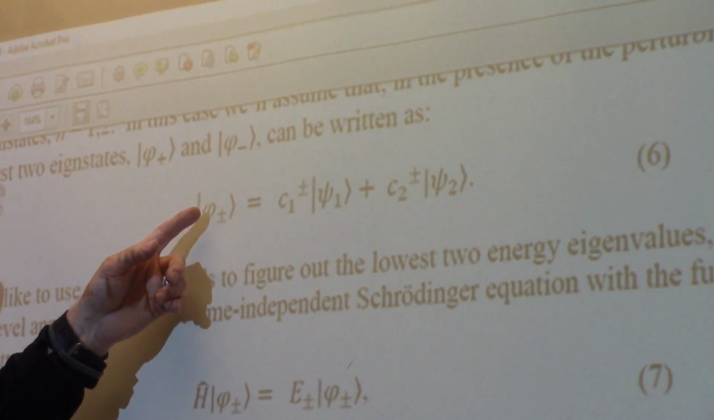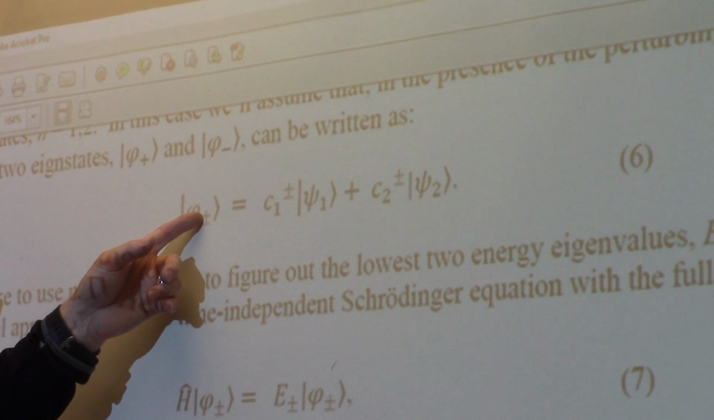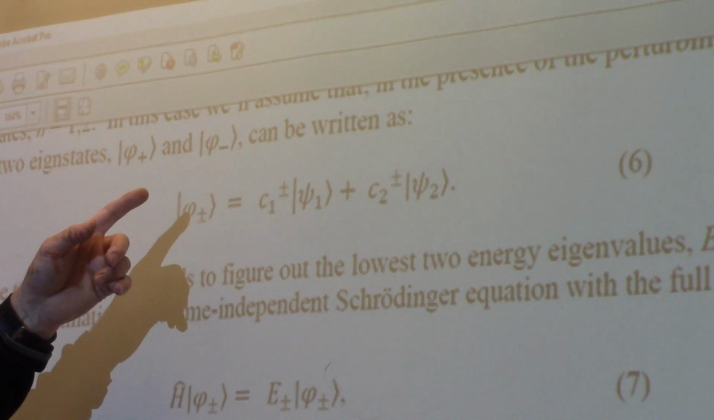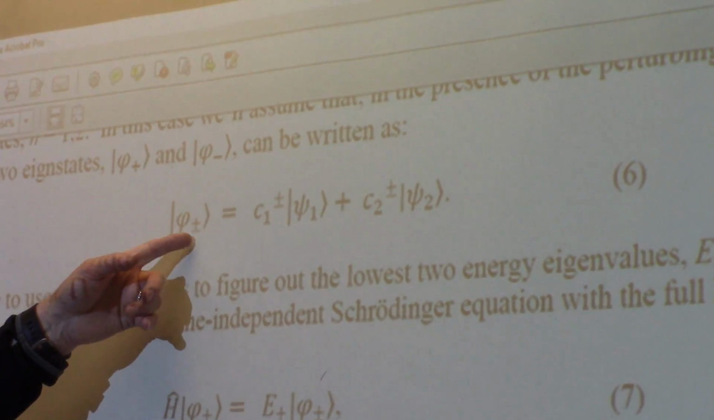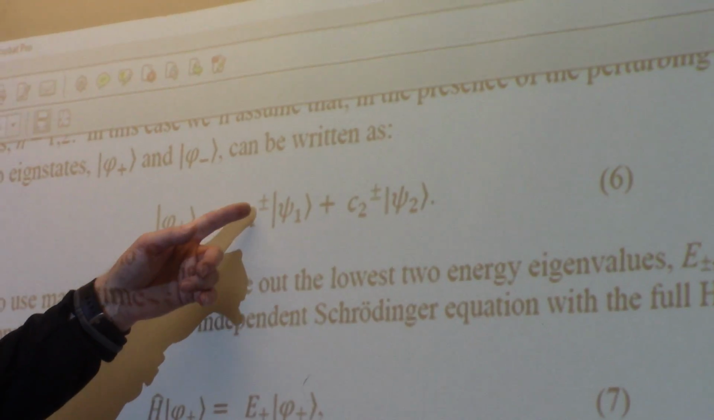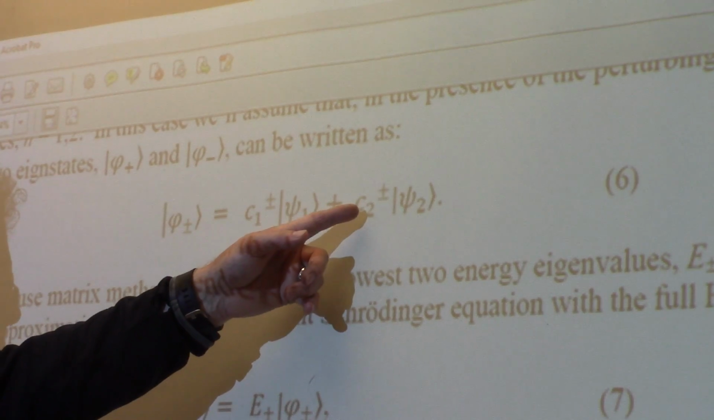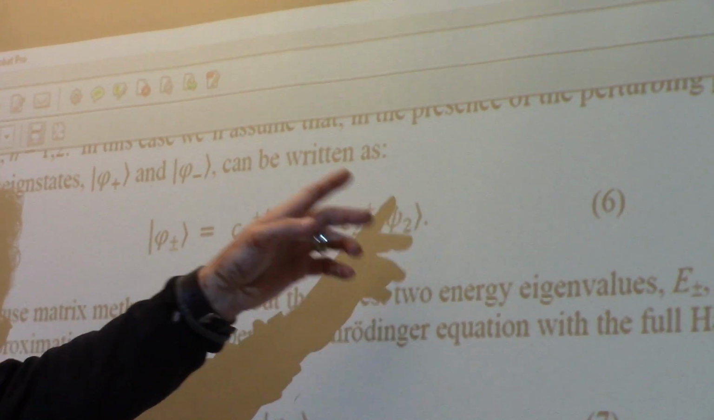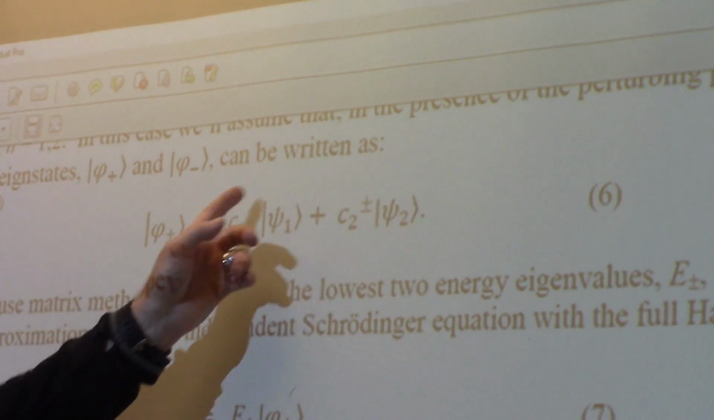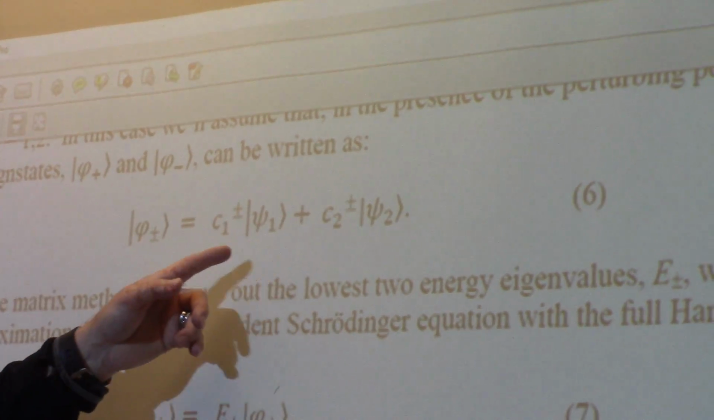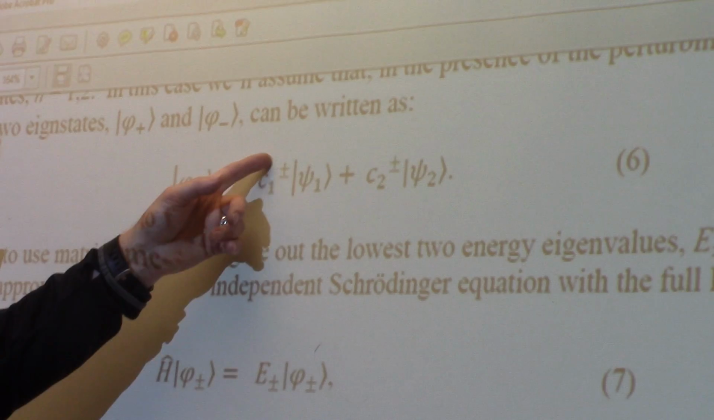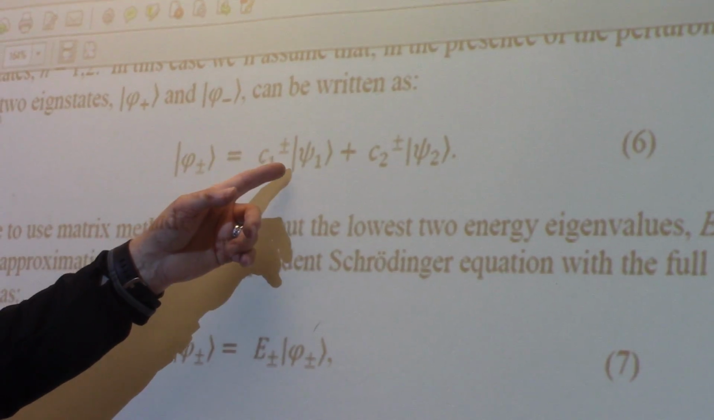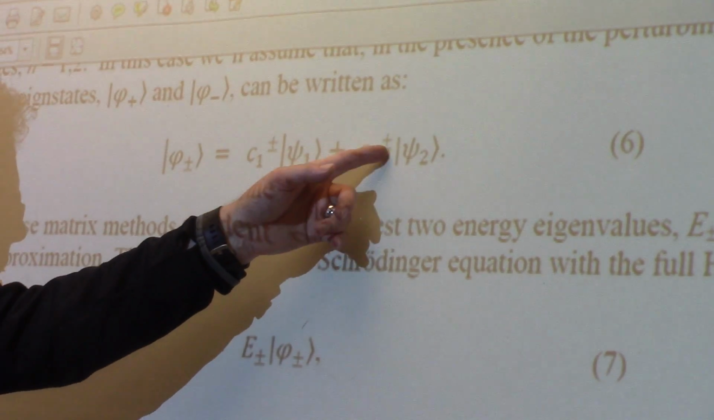By the way, there'll be two of them. One of them is called psi plus. The other one's called phi minus. And so phi plus would be C1 plus times this guy plus C2 plus times this guy right here. This is just some notation that I decided to use in this case. And phi minus would be C1 minus, an unknown coefficient that we don't know yet, times this guy plus C2 minus times this guy.